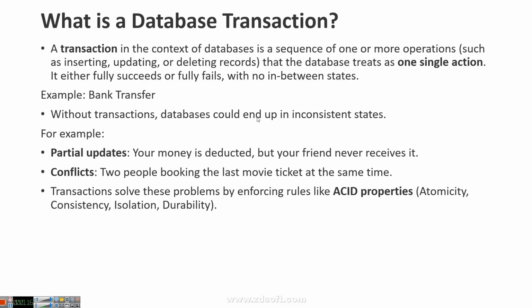Consider a bank transfer. If we are transferring money from account A to account B, then the money should be deducted from account A and credited to account B. Only if this whole sequence of operations completes is it considered one transaction. If one of these does not complete, it may result in partial updates or conflicts.